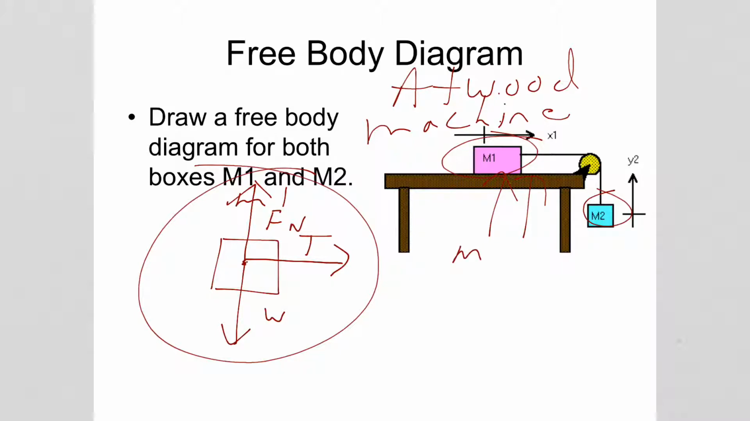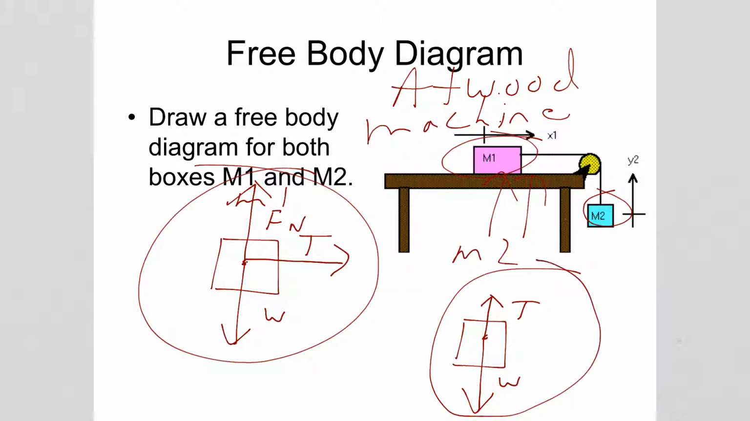Now for box M2, we don't have any horizontal forces acting. We only have vertical forces. We have the weight of the box, and we also have a force in the rope that's acting to pull this box up, a tension force. And we know this box is going to fall, and it's going to accelerate as it falls. That should tell us that the weight force is greater than the tension force, so we'll draw that shorter than that weight arrow. This is our free body diagram for box M2. And that's it for forces. Hope that helps.